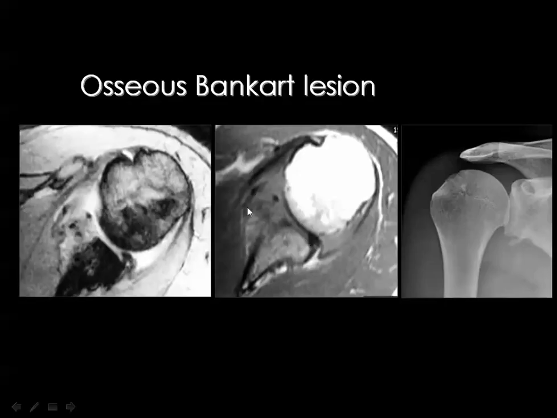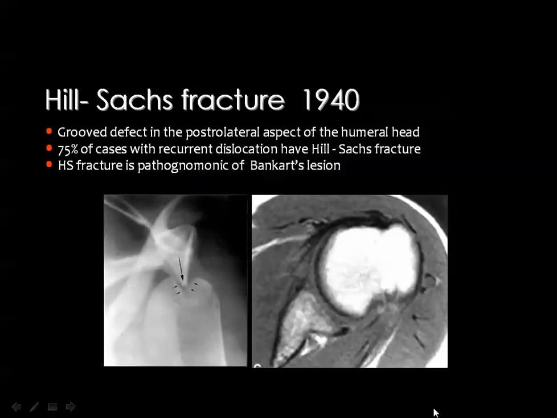The anterior labrum and its site has been replaced by an area of intermediate signal in the T1 and T2 weighted image, denoting granulation tissue. Then this is the Hill-Sachs fracture, which is commonly seen in cases of anterior dislocation associated with Bankart lesion.